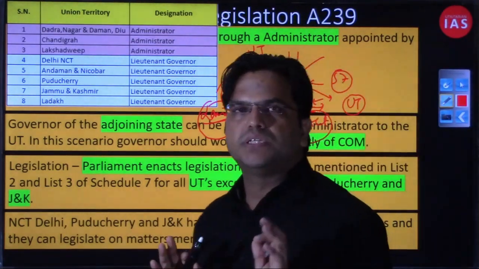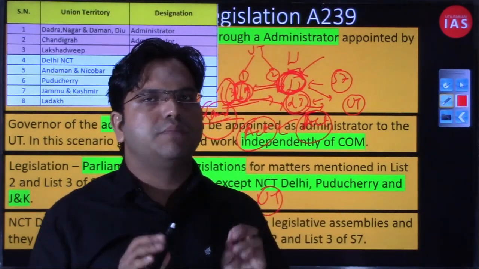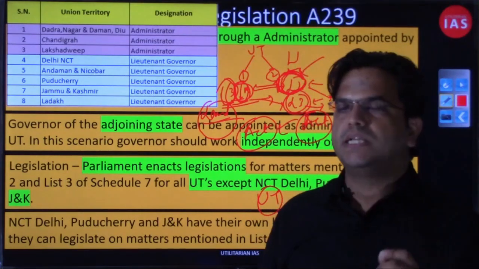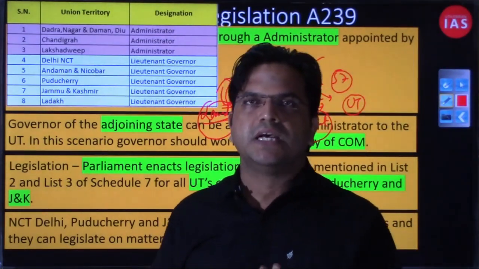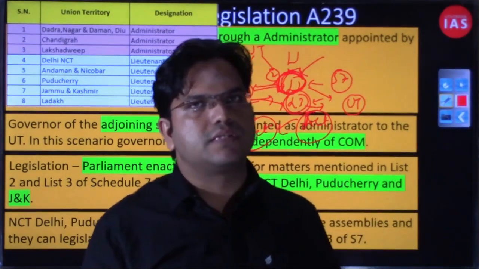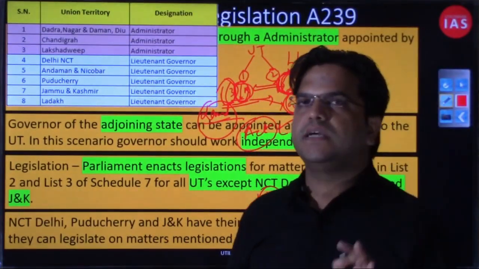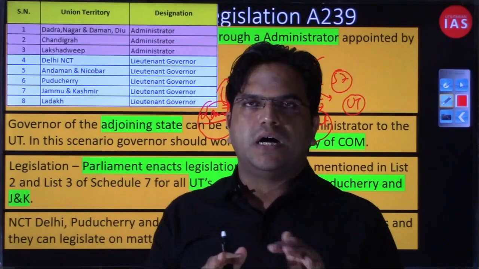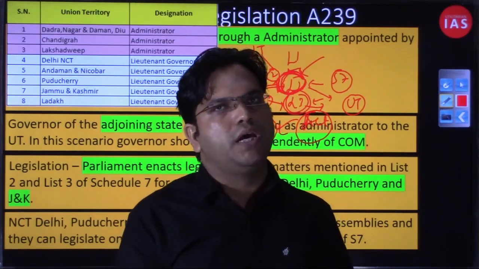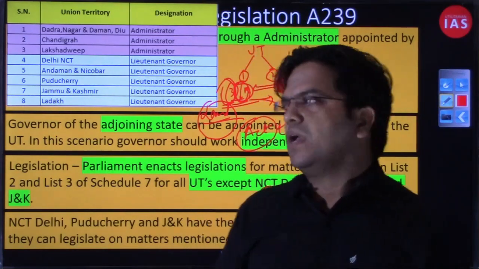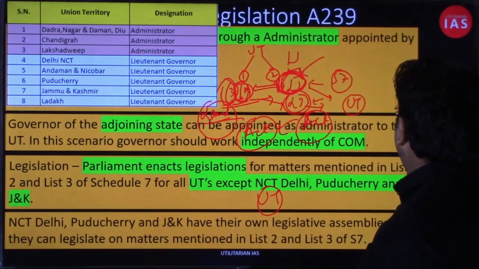Right now I just wanted clarity on this point: despite giving the assembly some amount of power, because these are union territories, and that is the difference between a regular state and union territories, despite giving these 3 union territories a degree of autonomy, Parliament has not lost its control. I hope you will have clarity on that point.